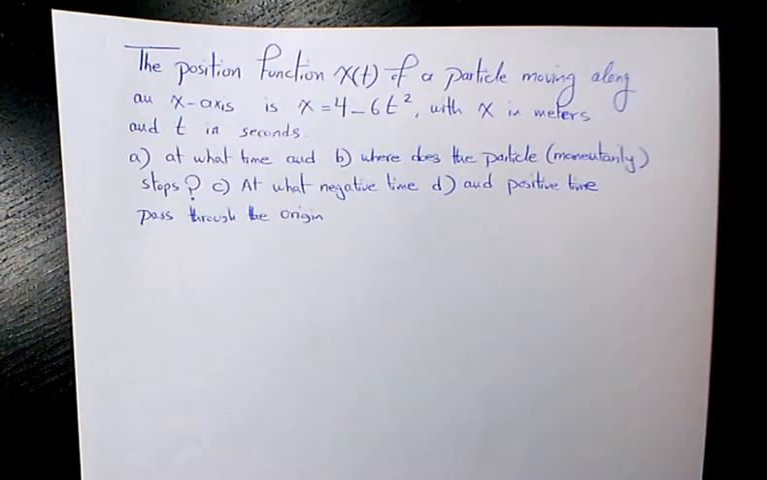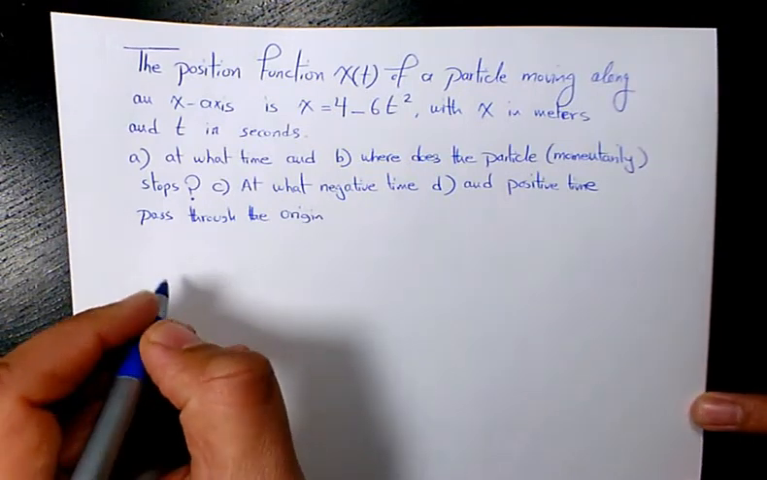In this example, we have the position function x as a function of time of a particle moving along the x-axis: x equals 4 minus 6t squared, with x in meters and t in seconds. Part A, at what time, and B, where does the particle momentarily stop. Part C, at what negative time, and D, at what positive time does it pass through the origin.